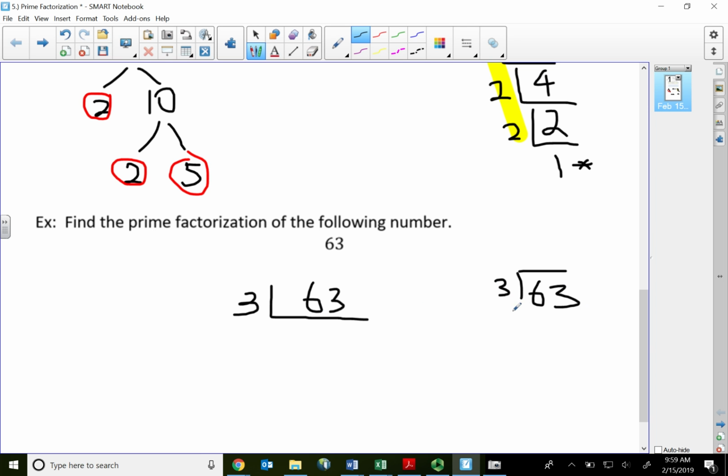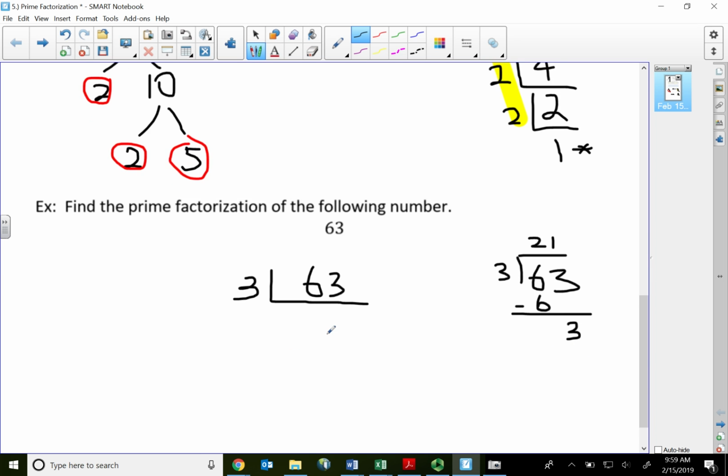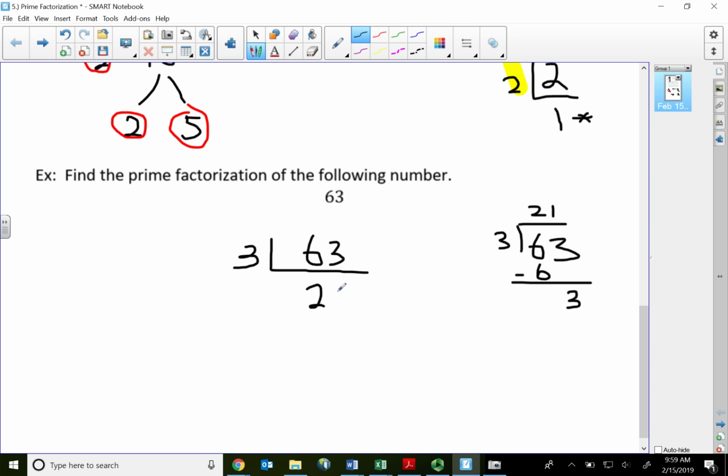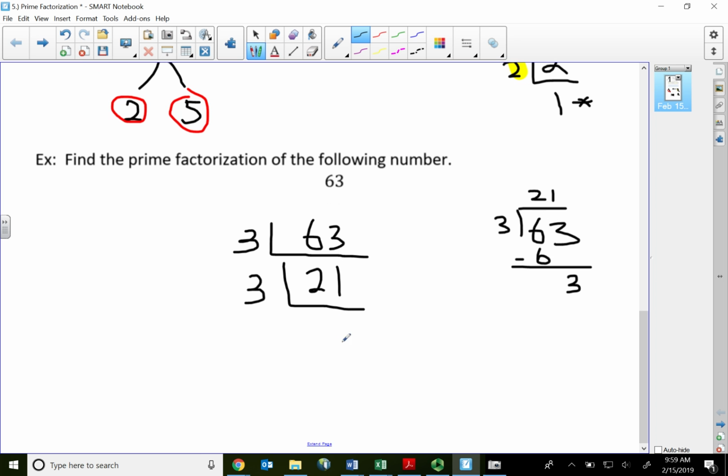I know 3 can go into 6 2 times, which is a 6. Long division, I subtract, so that becomes 0. Bring down the 3. 3 go into 3 1 time. So 3 will go into 63 21 times. If you know your multiplication table pretty well, you know 3 can go into 21 or 7 can go into 21. So you can use either number, it will be fine.